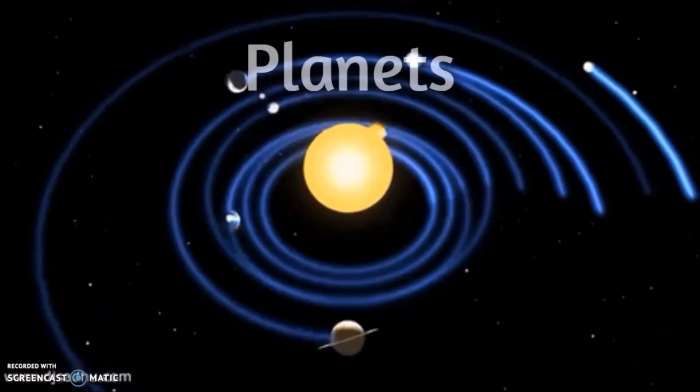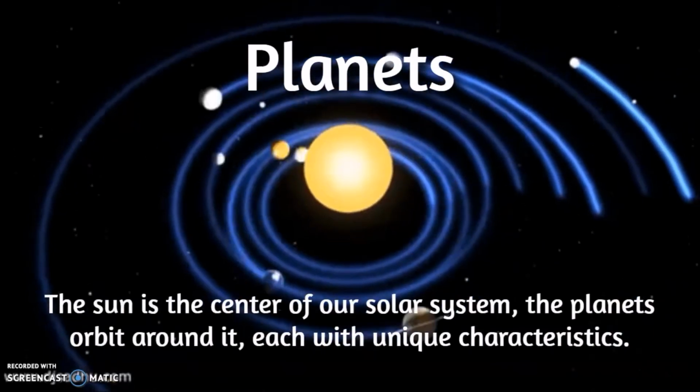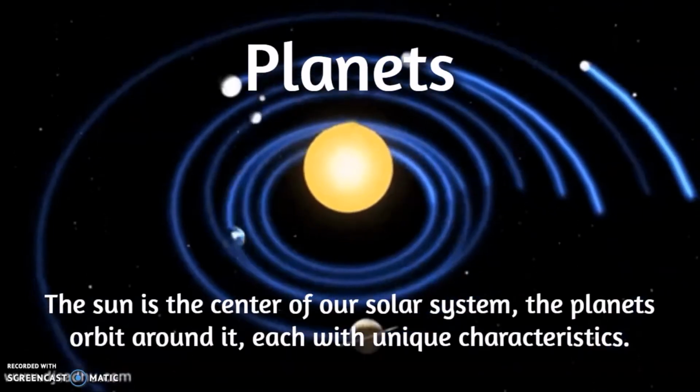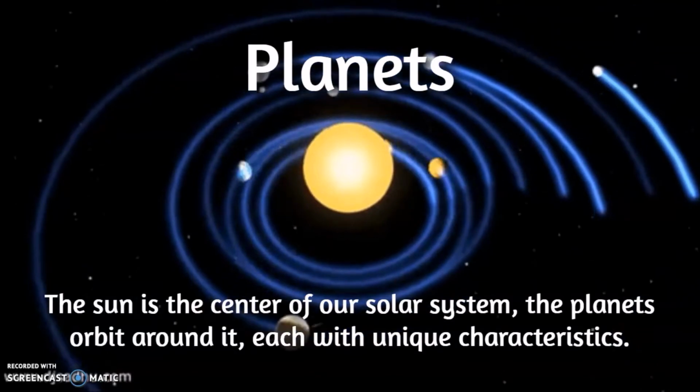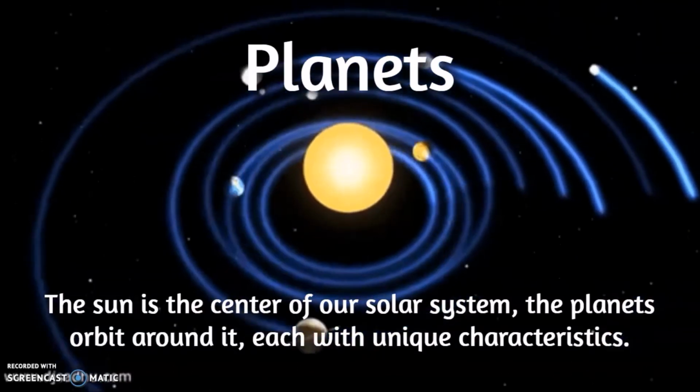We've talked about the Sun, the Moon, and Earth, but today we'll talk about the solar system and the planets. The Sun is the center of our solar system, which means that the planets orbit around it, and each planet has unique characteristics, which we'll talk about right now.